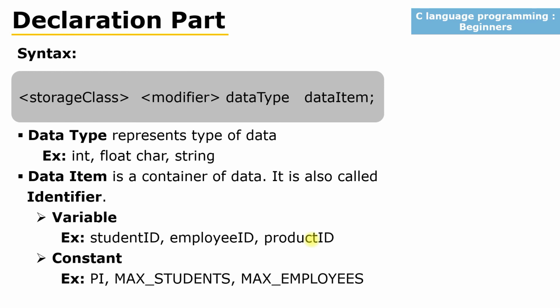On the other hand, if you want to declare a data item in which the value should not be changed, then we need to declare the data item as a constant. These are the examples. The value of pi which we have seen now. Let's say a class can have only a maximum of 100 students. Then we can declare that as a constant max students. Or a company can have a maximum of 1000 employees. We can declare it as a constant with the name max employees.